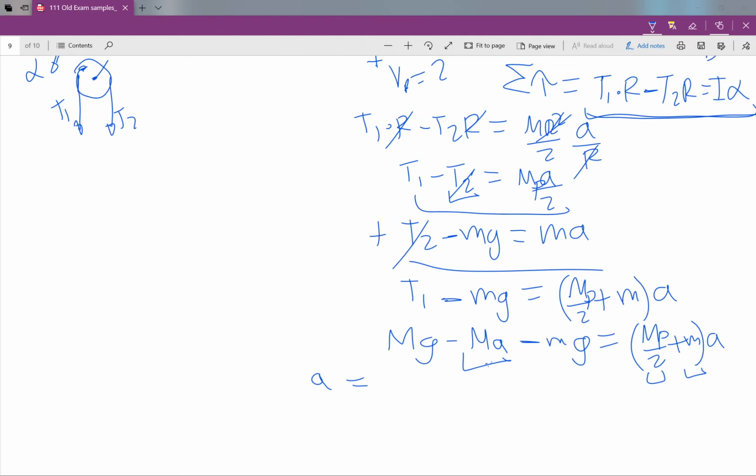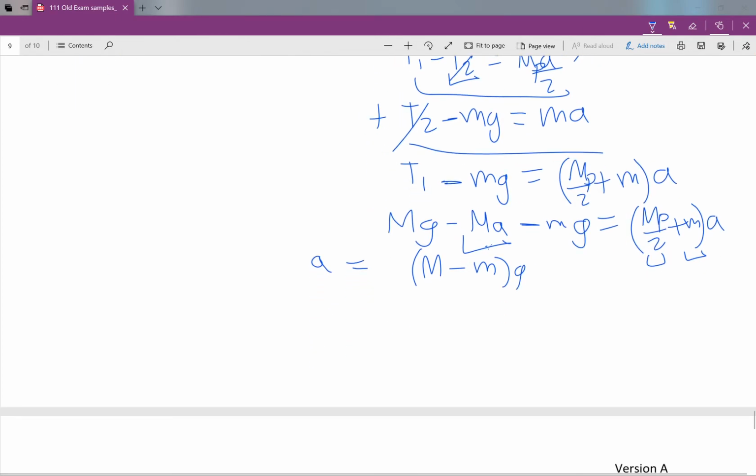Now, we're going to have something like this. We're going to have big mass minus little mass multiplied by gravity, times g, all of that divided by mass of the pulley divided by 2 plus little mass plus big mass. And that's essentially the acceleration.